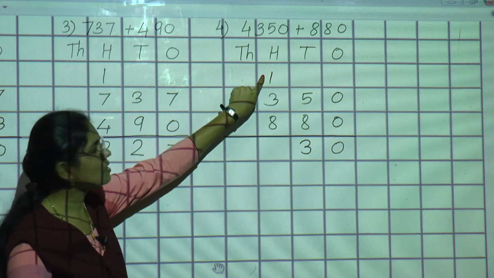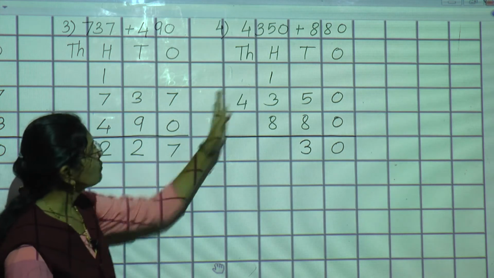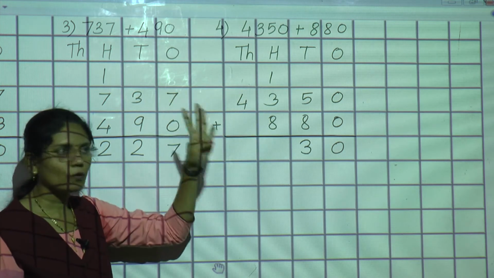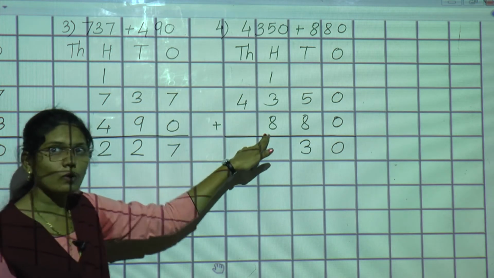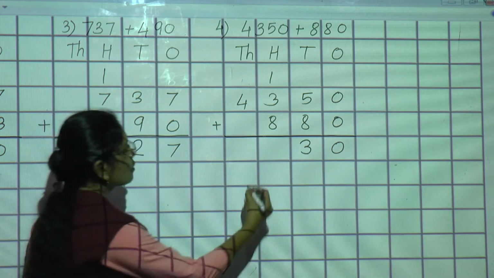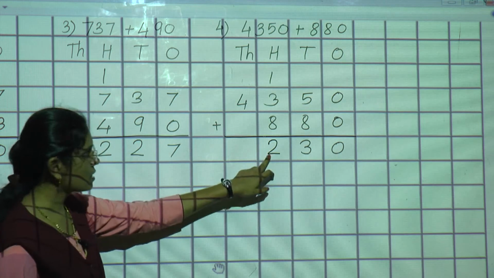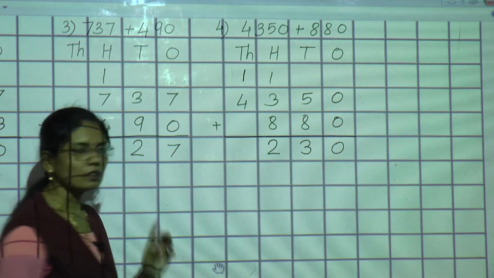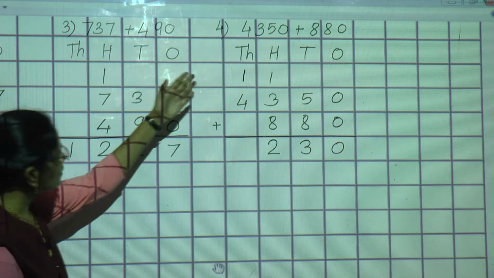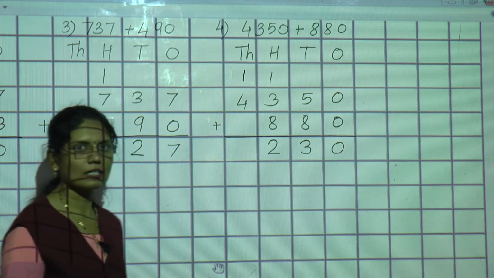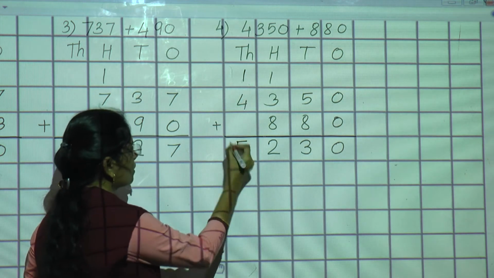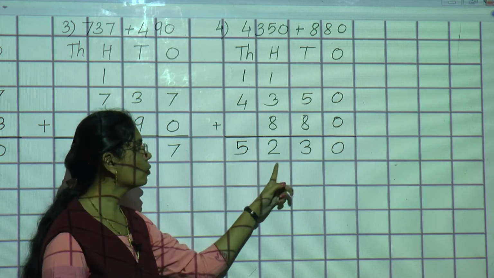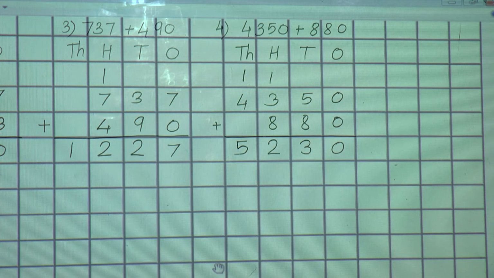So 1 we will give as a carry to the hundreds place. Now see the hundreds place digit. Here 1 plus 3, 4. 4 plus 8. See, after 4 count your 8 fingers. 4 plus 8, 12. So 1200 means 200 and 1000. So 1 we will give as a carry to the thousands place. Now see the thousands place number. Here 1 plus 4, 5. Okay, so what will be the answer? The answer is 5230. This is our answer.